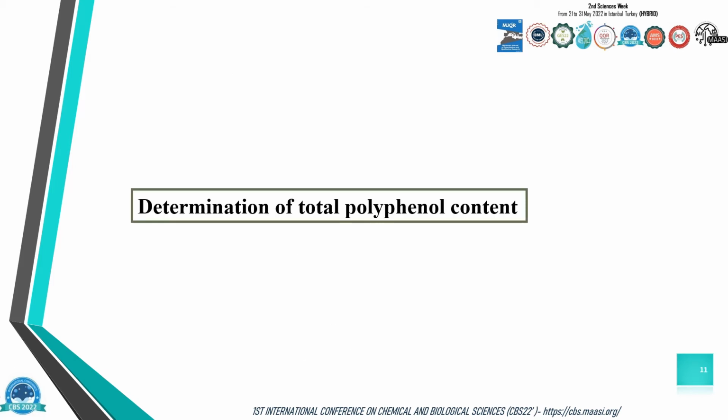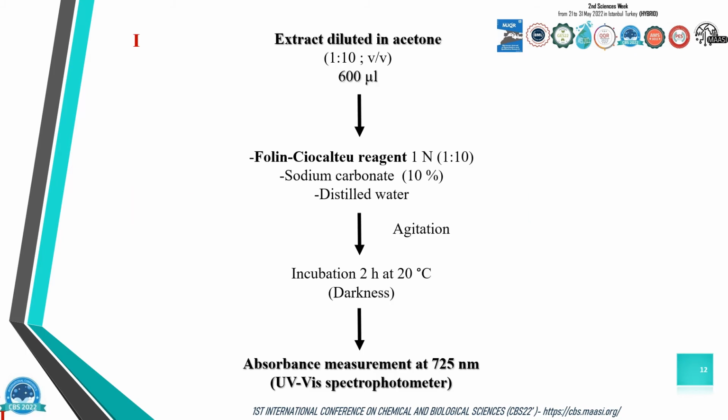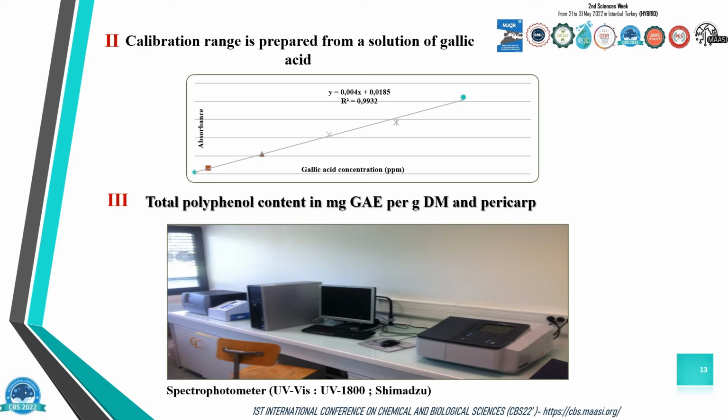The determination of total polyphenol content is done by the Folin-Ciocalteu reagent method. This method is based on the reducing properties of the phenolic functions. The determination is carried out in the following way. 600 microliters of the extracts are shaken with the diluted reagent, sodium carbonate at 10% and distilled water. The mixture is incubated for 2 hours at 20 degrees Celsius in the dark, and the absorbance is read at 725 nanometers. The range of calibration is prepared from a solution of gallic acid following the same procedure. The content of total polyphenol is estimated in milligrams of gallic acid equivalent per gram of dry matter.